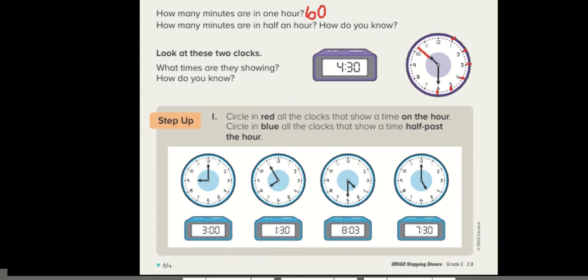All right, for your step up. Circle in red all the clocks that show a time on the hour. Circle in blue all the clocks that show a time half past the hour. So you can tell that on the digital clock, it's on the hour if there's two zeros. It's on the half hour if it says 30 right there, because 30 minutes is half past the hour. On the analog clock, you can tell that the time is on the hour if the minute hand is pointing to the 12. You can tell that it's on the half hour if the minute hand is pointing to the 6.